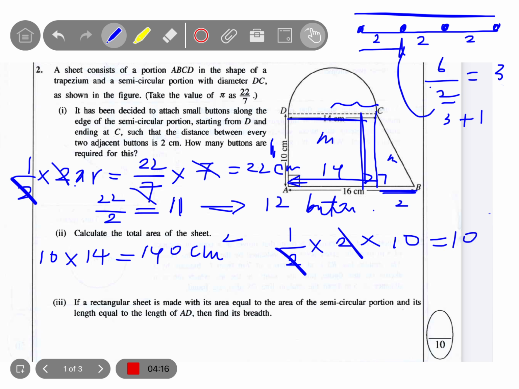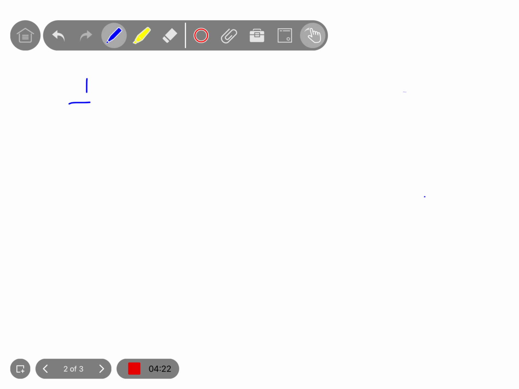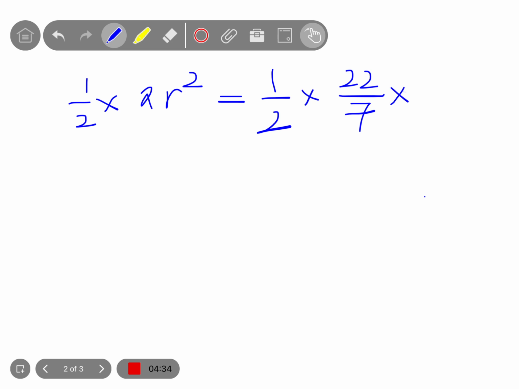And then we have to calculate the area of the semicircle. I'll just move that to the next page here. Half of pi r squared, since pi r squared is the area of a circle. So we multiply by half, then pi we know is 22 over 7, and r we know is 7, so 7 times 7. Then we just cancel these two values, and it's 11.